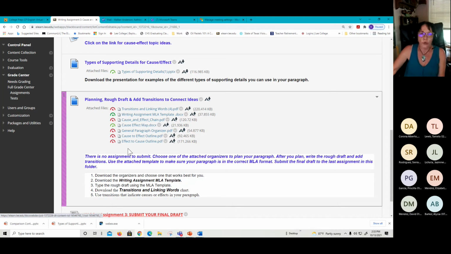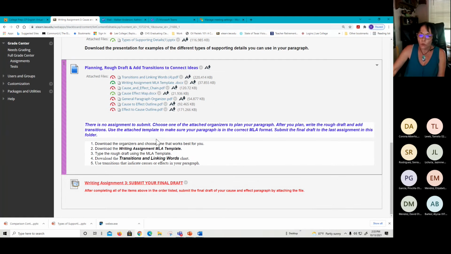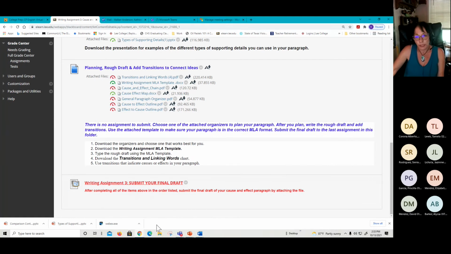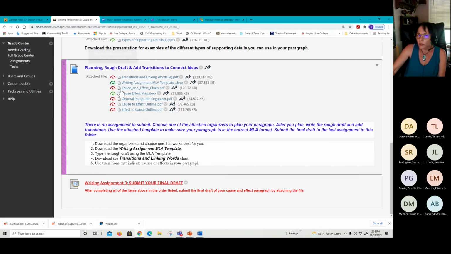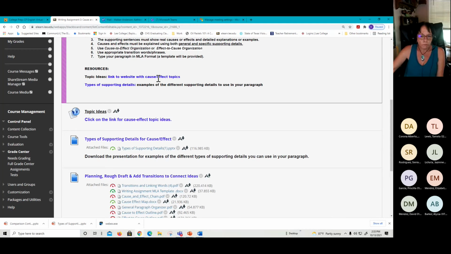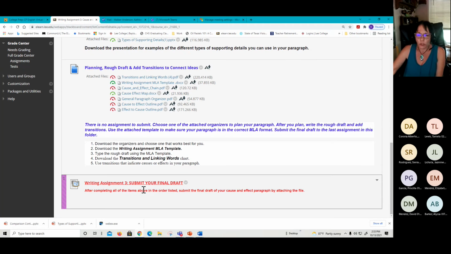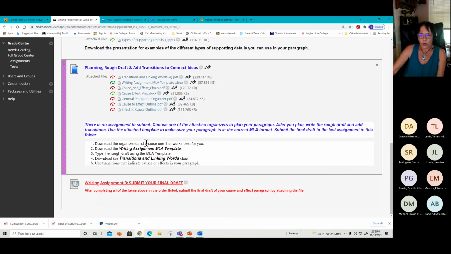But this time you're choosing your own planning. So these are several different methods for planning. You're going to pick one and complete it. Then you're going to write your rough draft, add your transitions, and once you're happy with your paragraph, you submit it. So I'm not grading you on the steps this time. You're going through this on your own, planning however you want to. You're not turning it in. Now save it, don't delete it or anything. And then you're going to turn in just the final draft of the paragraph.